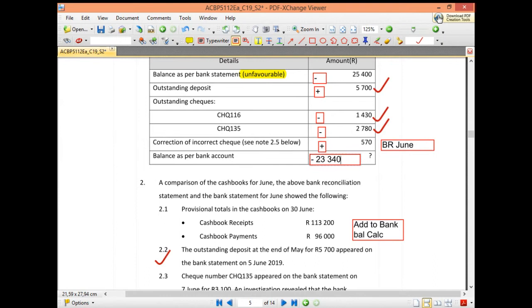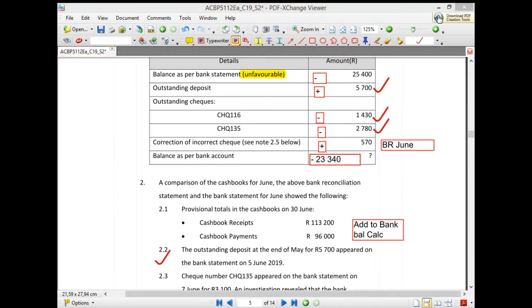Okay, so question 2.1, it tells you the provisional totals for the cash books on 30 June was cash book receipts 113,200 and your cash book payments 96,000. Now this we add to our bank account balance calculation. So normally in your general ledger account, your T account, you would take the opening balance, you would add the total receipts, you would deduct the total payments to get you your balance amount. So this is the balance before the following adjustments. So you would account for this in your calculations.